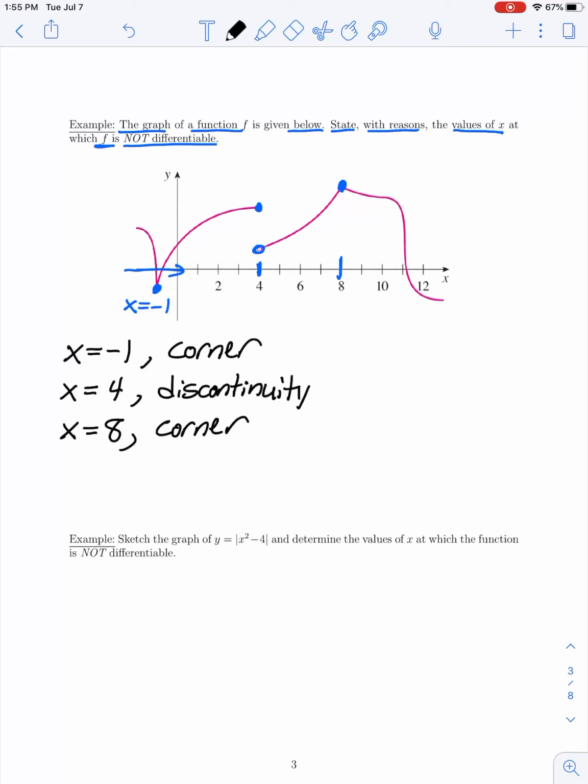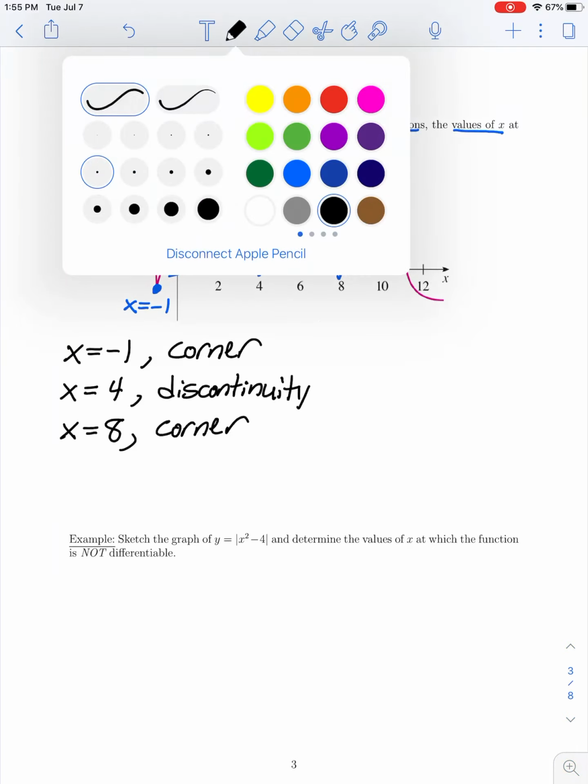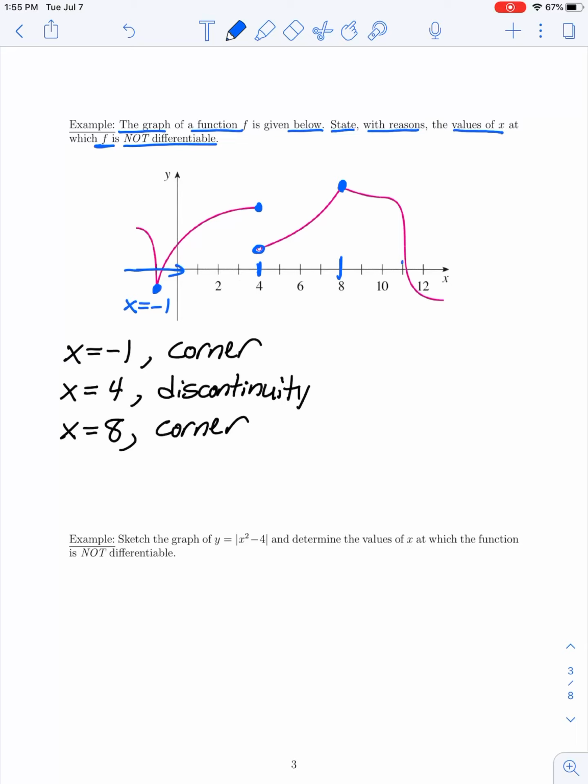And moving forward from x equals 8, everything appears to be fine until we reach the value where x equals 11. It appears that our curve becomes vertical, or has a vertical tangent at this value. So at x equals 11, this function is not differentiable because we have a vertical tangent. So by looking at the graph of a function, we can determine points where it is not differentiable if it has a corner, a vertical tangent, or a discontinuity at some point.